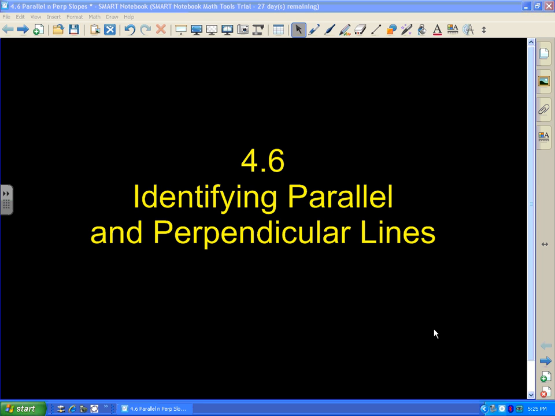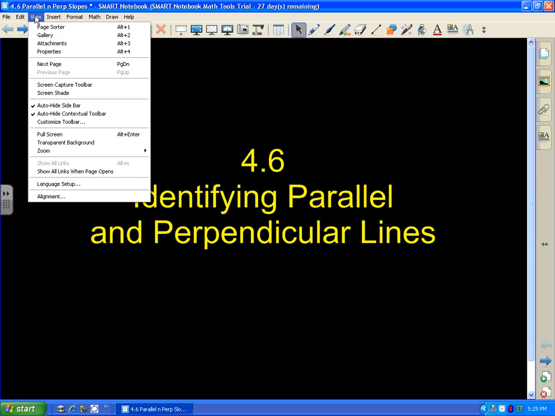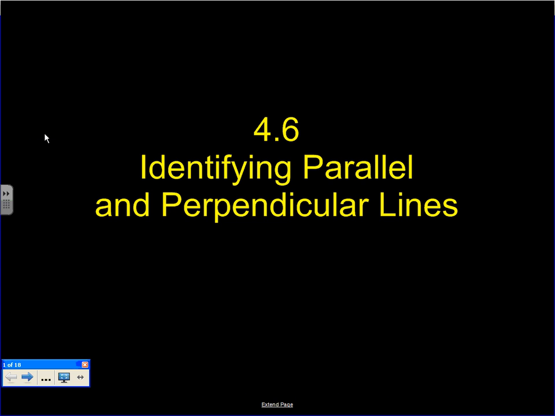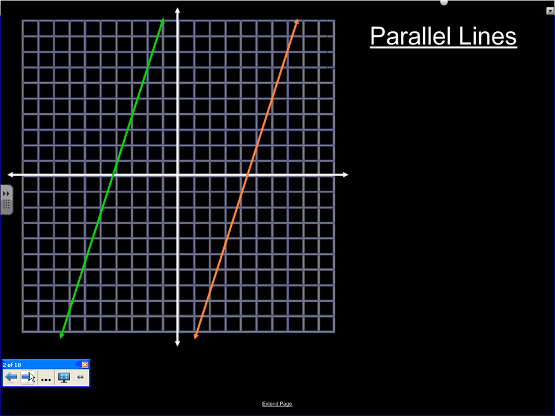Today we're going to be talking about identifying parallel and perpendicular lines when you're given the equations of those lines. And so if we look, here we have two lines. We have a green line and a red line, and they are parallel. But why are they parallel? Well, first off, let's look at the slopes of these two lines.